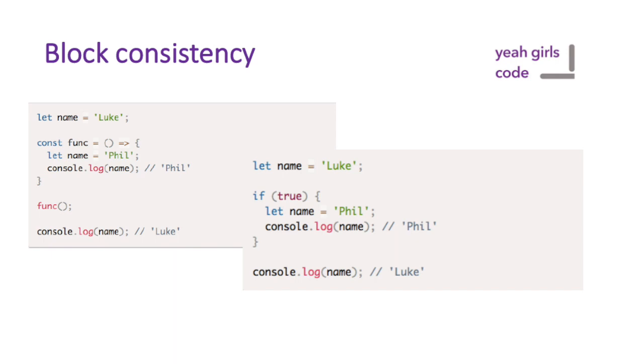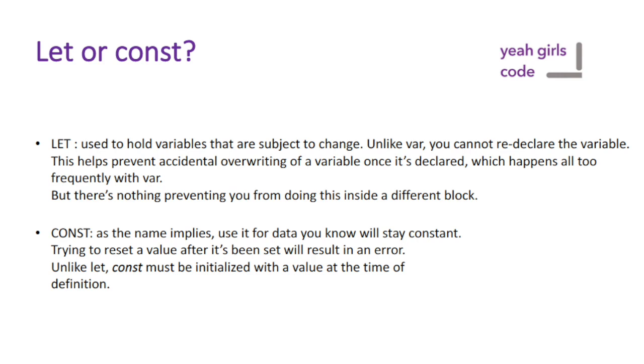So what is the difference with const? Well, let is used to hold variables that are subject to change. Unlike var, you cannot redeclare the variable though. This helps prevent accidental overwriting of a variable once it's declared, which happens all too frequently with var. But there is nothing preventing you from doing this inside of a different block though, as we have seen in the previous example. So const, as the name implies, is used for data that you know will stay constant. Trying to reset a value after it's been set would result in an error. Unlike let, const must be initialized with a value at the time of the definition.